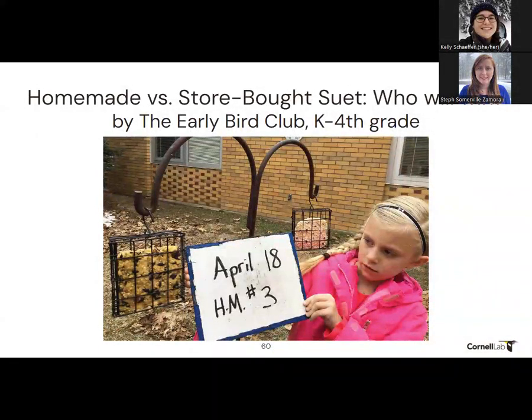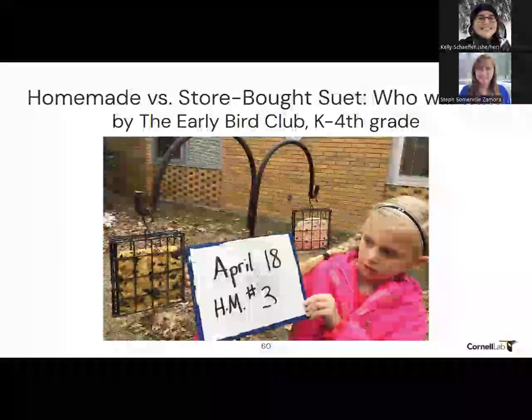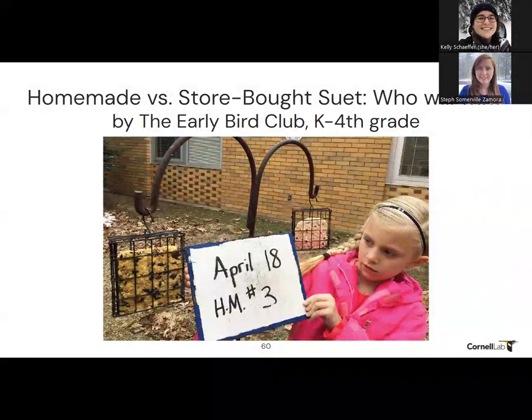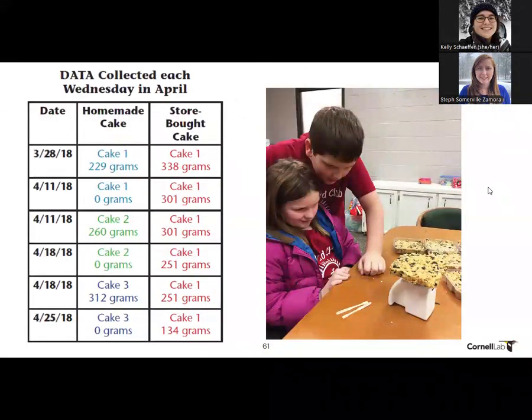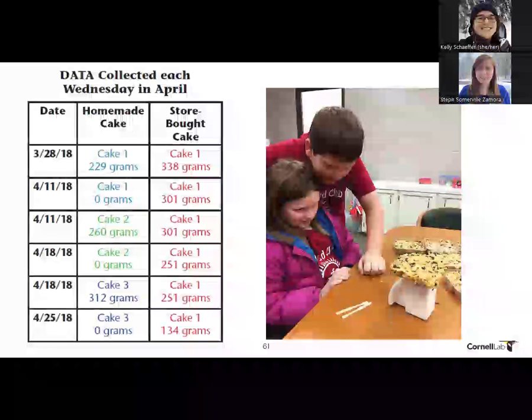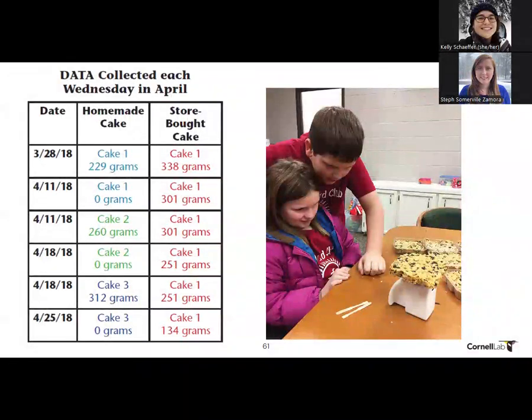or store-bought suet. This early bird club was a morning club, so before school, and it had K through fourth grade students. And so they made their own suet and they hung it out with store-bought suet, and they chose to use weight as their measure. So they weighed the cakes at different meetings, and then used that to determine which one was being eaten more.